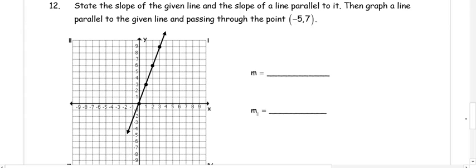In number 12, we want to state the slope of the line and the line that is parallel to it, and then we want to graph a line parallel through the point 5, -7. So first I'm going to find the slope of this line. So I went up 3 over 1, so my slope is 3 over 1, which is 3. My parallel slope then is going to be the same, which is also 3. So then I'm going to plot the point 5, -7, and I'm going to use the slope. So 3 over 1 is up 3, right 1, and we connect our line.